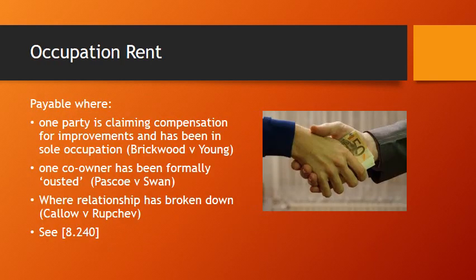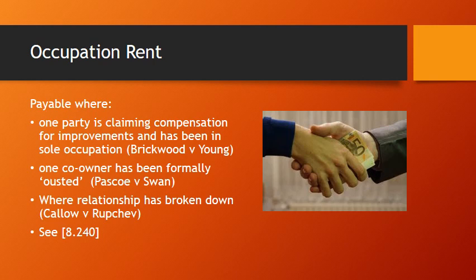Right, this concept of occupation rent. This is a fee which may be payable from one co-owner to another, where that other co-owner is not in possession of the property anymore. You might think about the case we had a few slides ago where I was talking about the concept of ouster. That becomes relevant here. If the co-owner has been ousted from the property, then the court will say that person's rights to possess the entirety of the property, like the other co-owner, have been infringed, and therefore some form of nominal fee or rent should be payable to them. So that's the case of Pascoe and Swan, and you can see that that's the second dot point there.